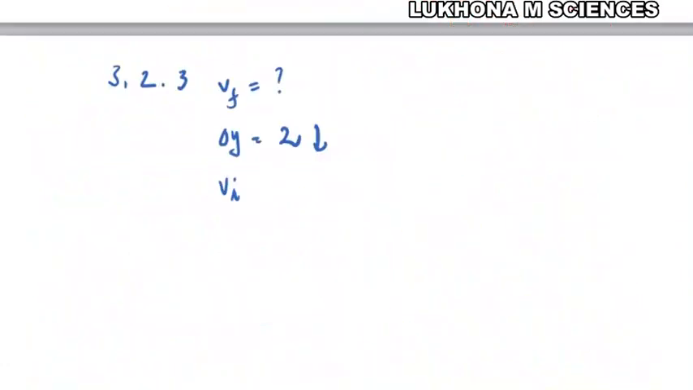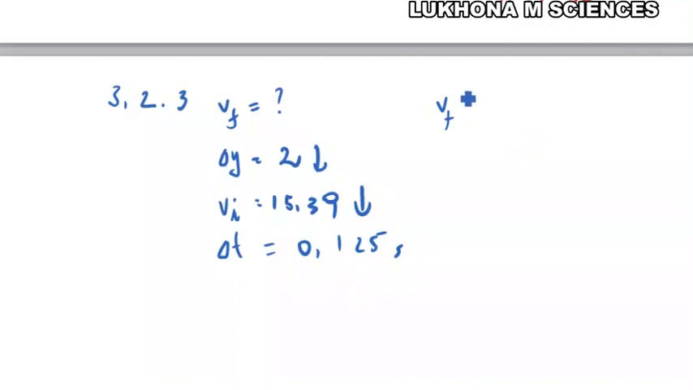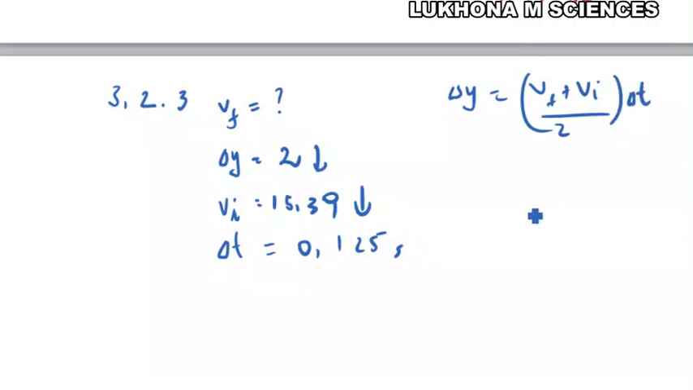That is our initial velocity, 15,39, and it's downwards. Then we also have the time there, which is 0,125 seconds. So the formula that we can use is the one which says final velocity square, not that one. Based on the data, we can use the formula which says delta y is equal to final velocity plus initial velocity divided by 2. Everything is multiplied by t.